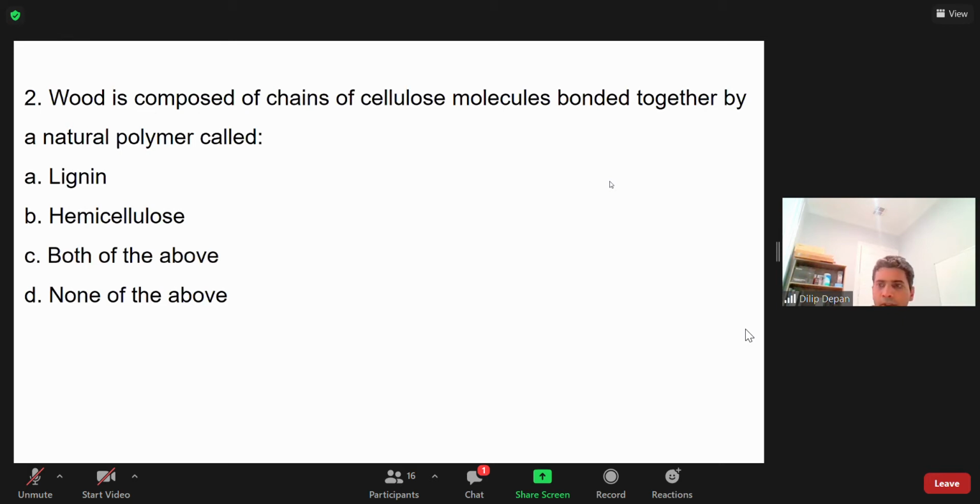So the cellulose is definitely embedded tightly with the hemicellulose chains. And the lignin is a complex cross-linked 3D structure which acts as a paste and provides rigidity to the wood. So in general, these cellulose molecules are bonded by both of them. They are bonded with the lignin, and they are also bonded with the hemicellulose. So it will be C, both of the above.